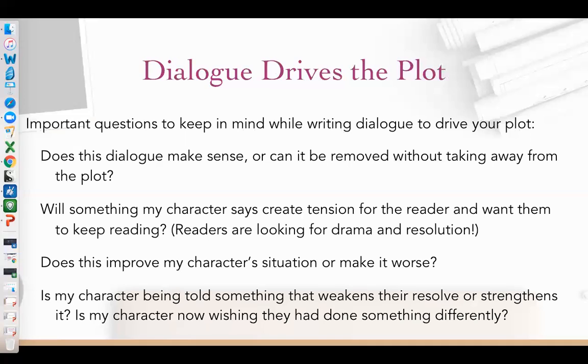So, can you think of any situations where your characters might have reacted differently and given dialogue in a way that would change the plot? And then also, is your character ever being told something that weakens the resolve or strengthens it? Sometimes our characters can wish they had done something differently. For example, my character's love interest absolutely tells her things that strengthen her resolve. Being in the role that he's in, he supports her and helps her stay strong through this. And one of the antagonists works to weaken her resolve, her curiosity and desire to see a resolution.